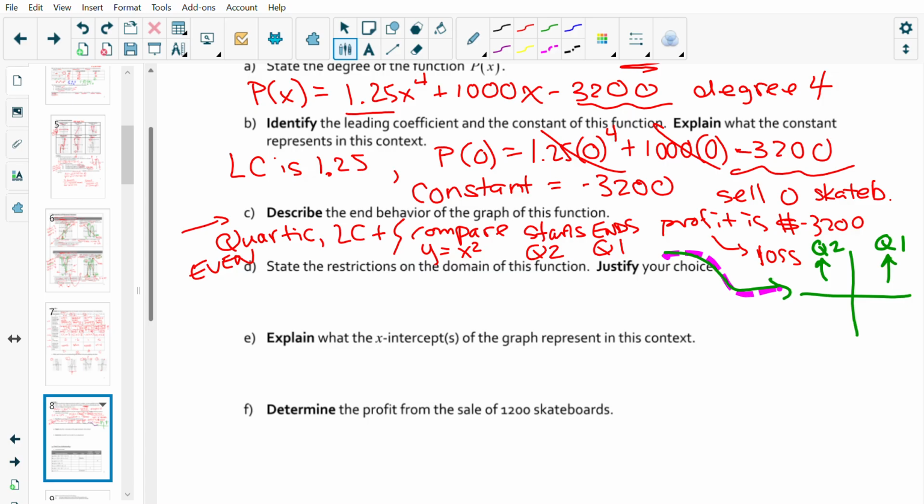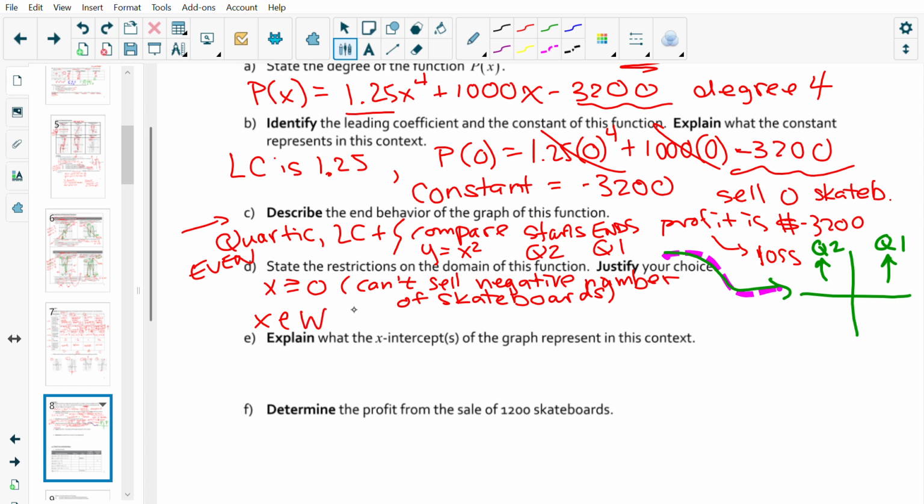Next one. State the restrictions on the domain of this function. Justify your choice. Well, now we have an application, right? It's not just a function, it's an application, so it's real world. X, our number of skateboards, must be greater than or equal to 0 because you can't sell a negative number of skateboards. Okay, that's one restriction. Okay, and then X must be an element of whole numbers.